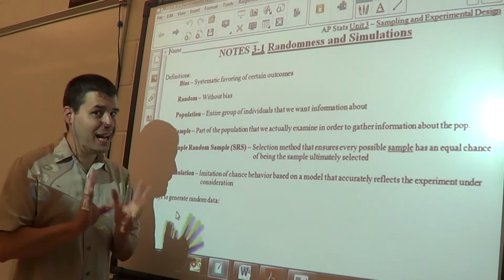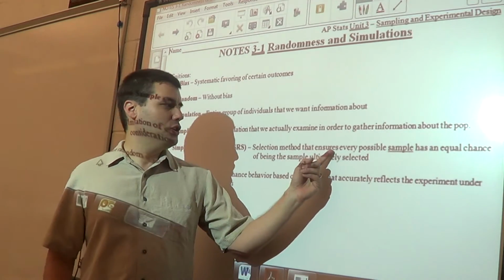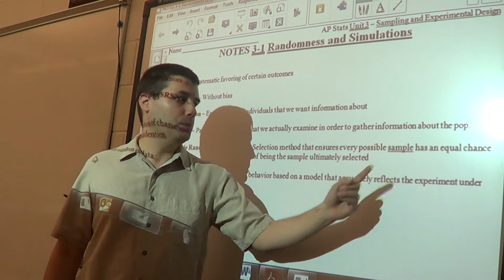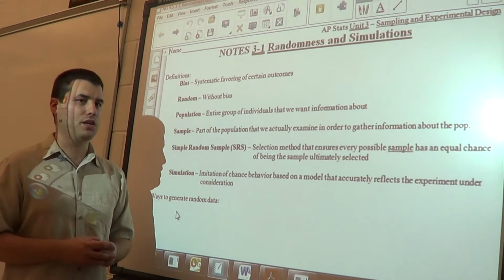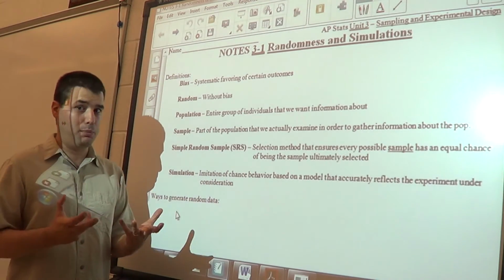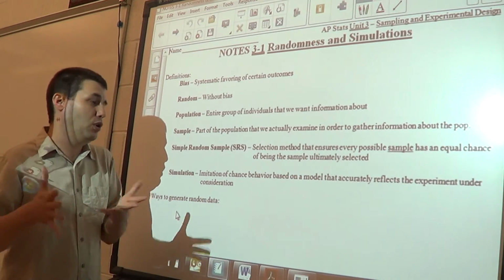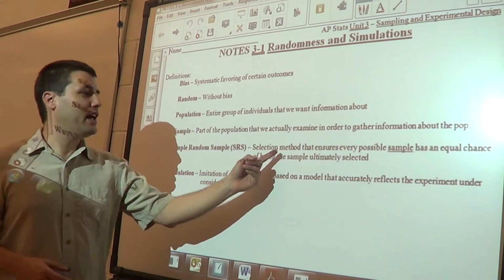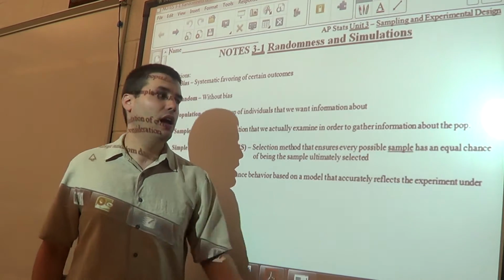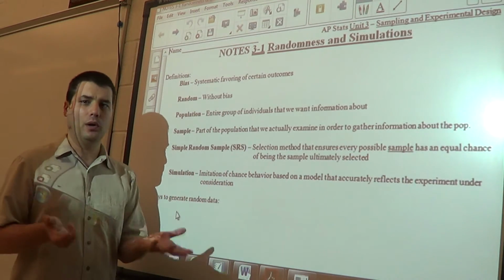Notice it does not say the selection method ensures every possible individual or person or thing has an equal chance. Actually, any random sample should basically have everything with an equal chance, or maybe not. This is that every possible combination has an equal chance. Let me show you what I mean.